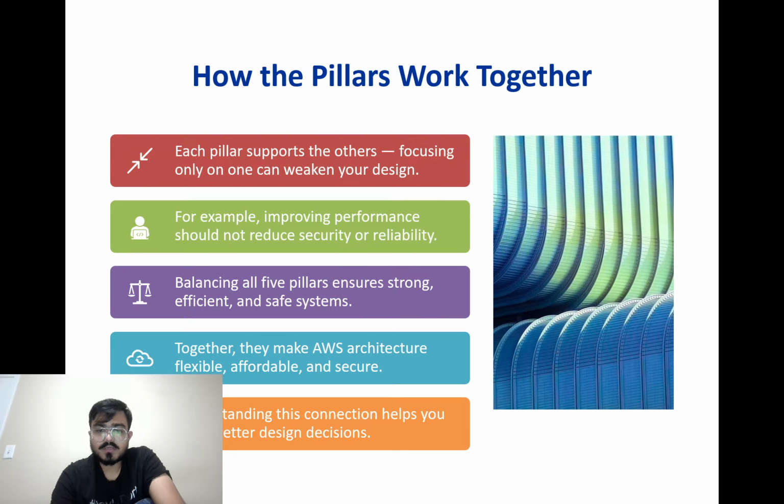The five pillars are not separate. They all work together to build balanced, well-designed cloud systems. If one pillar is weak, it can affect the others. For example, focusing only on speed but ignoring security can lead to data breaches. The key is balance. Every design decision should consider all five pillars. When they work together, your AWS system becomes reliable, affordable, secure, and ready for growth. This teamwork of pillars is what makes the Well-Architected Framework so powerful.